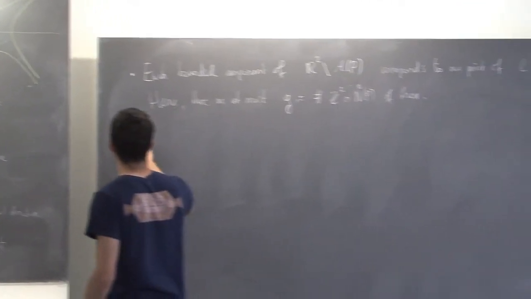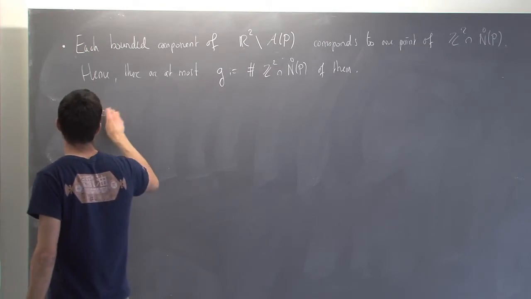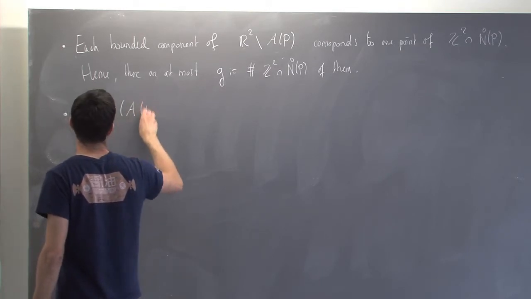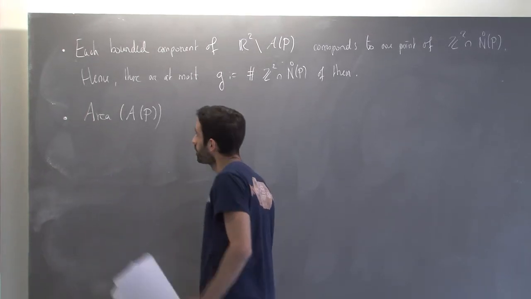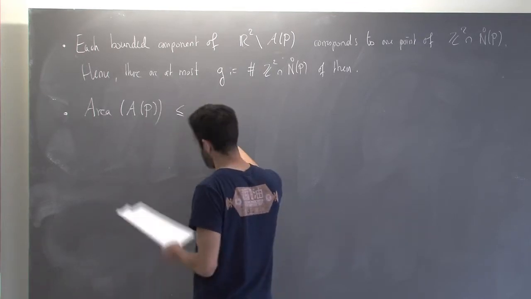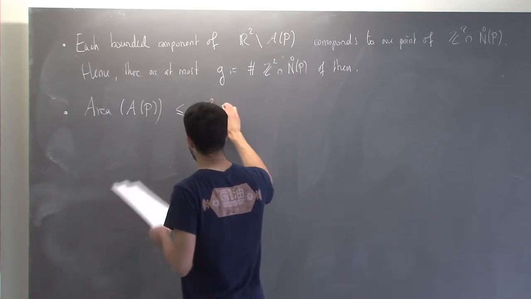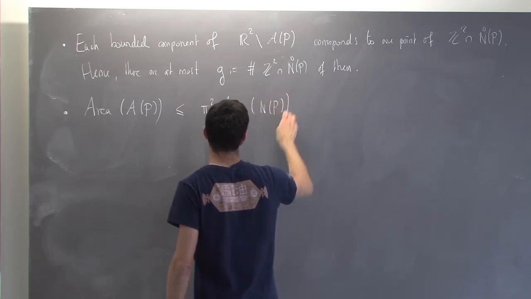And the last fact that I need here concerns the area of an amoeba. Of course, they're not bounded, but actually they have a finite area, and it is bounded by pi squared times the area of the Newton polygon.